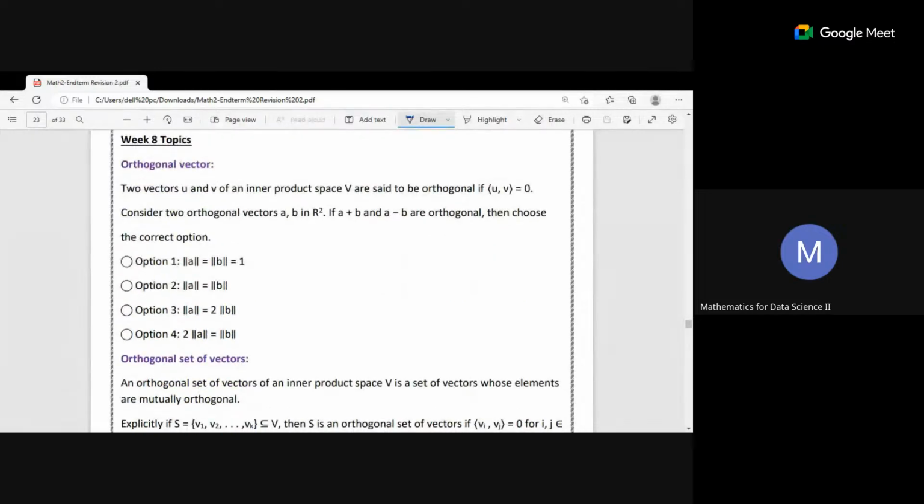Consider two vectors u and v. So they are said to be orthogonal if u dot v or inner product u comma v is equal to 0. Okay, so now using this definition, it is given that a and b are orthogonal vectors. Also a plus b and a minus b are orthogonal. Then which of these options are correct?